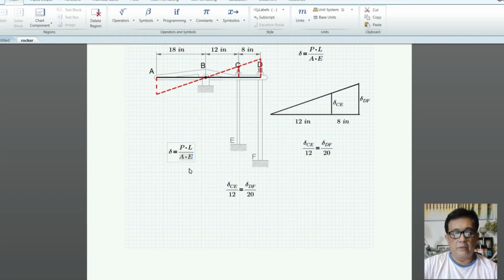And let's copy this one first. Put it here. And then we'll put the subscript. This is T sub CE. This one is length CE. Then area CE. E will just keep it as E because the two rods are made of the same material.